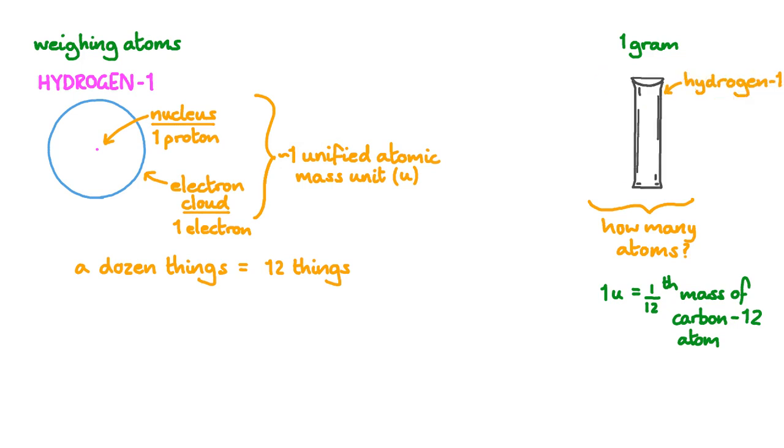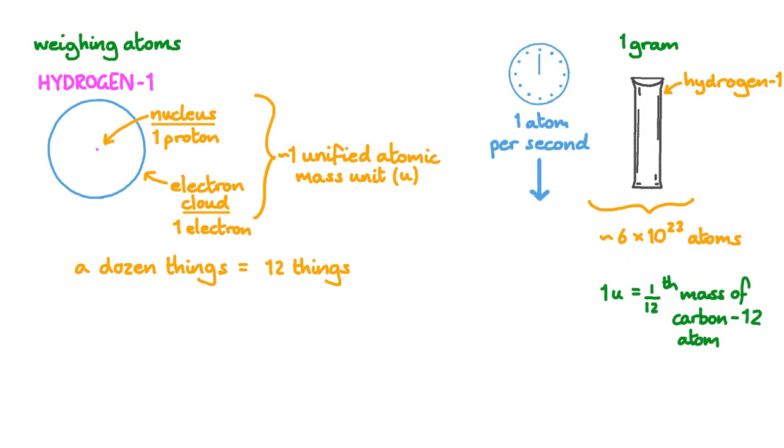Here's 1 gram of hydrogen 1 atoms contained in a gas jar. If we counted all these atoms, we'd end up with about 6 times 10 to the power of 23 atoms. That's 600,000 billion atoms. Theoretically, if you could count an atom per second, it would take 80 million times the lifetime of the known universe to complete. That's 80 million times 13.8 billion years. Bluntly speaking, chemists don't have that kind of time.